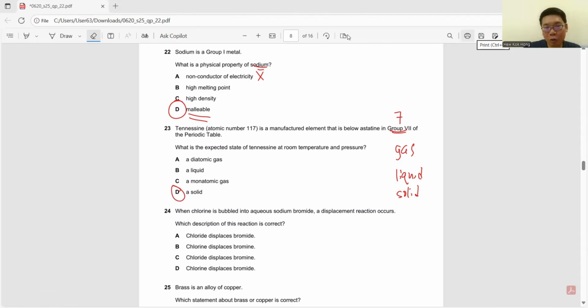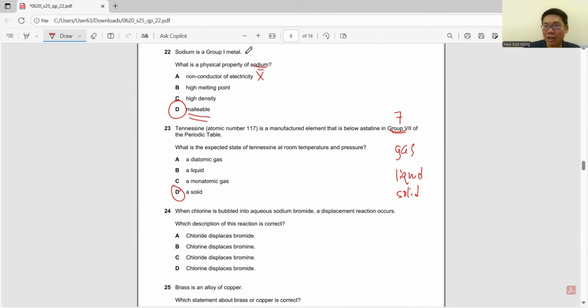Question 24. When chlorine is bubbled into aqueous sodium bromide, a displacement reaction occurs. Which description of this reaction is correct? It is actually a group 7 displacement, so we don't need to consider the ion names. We just say chlorine displaces bromine because of the reactivity of group 7. We are comparing the group 7 reactivity, so we just name based on the normal group 7 names.